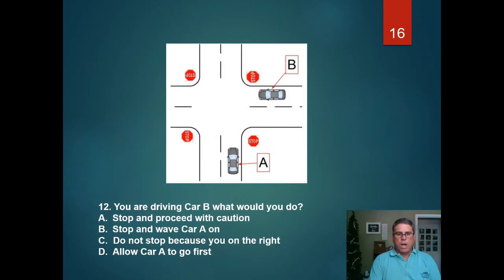Okay, number 12, you are driving car B. What should you do? Okay, so you're driving car B, so you're this car up here. Stop and proceed with caution. You're going to stop and then proceed with caution. Because why? You are on the right. I'm not going to wave A on. I'm going to stop, make sure A is stopping, and then I'm going to go.